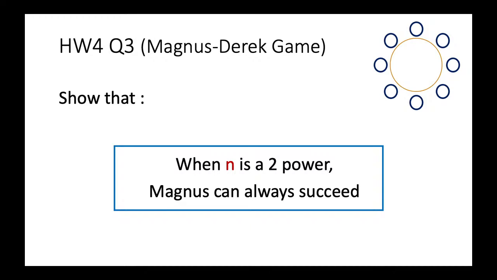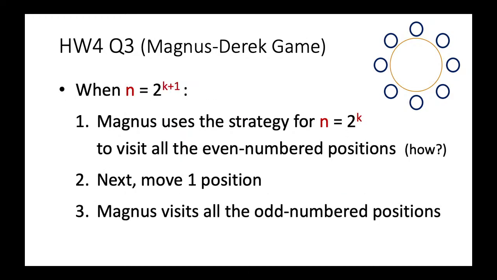But on the other hand, you can think about this at home. When n is not a 2 power, there is always a way for Derek to stop Magnus from visiting all the positions. And the number of positions that Derek can prevent Magnus from visiting is related to the smallest odd factor of n. So if you are interested, you can think about it at home, and then you can actually search the web for some description about this game.